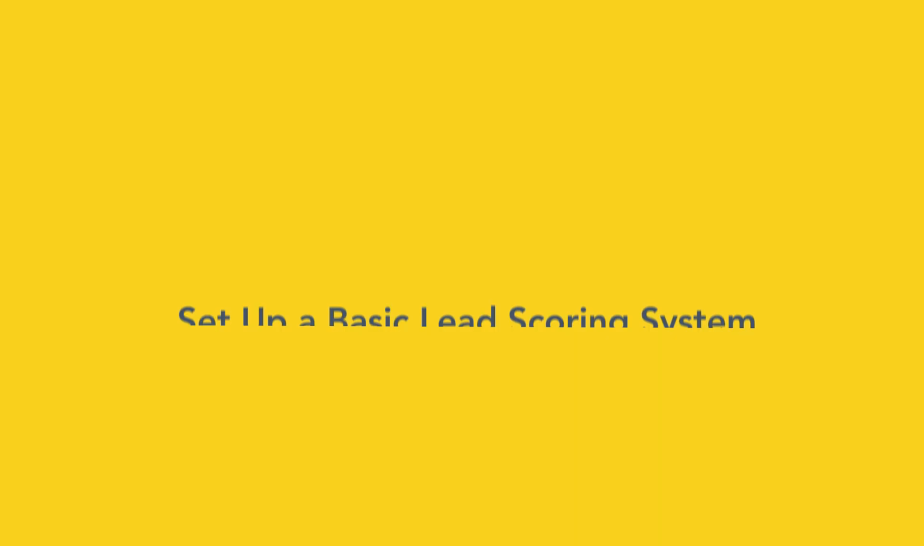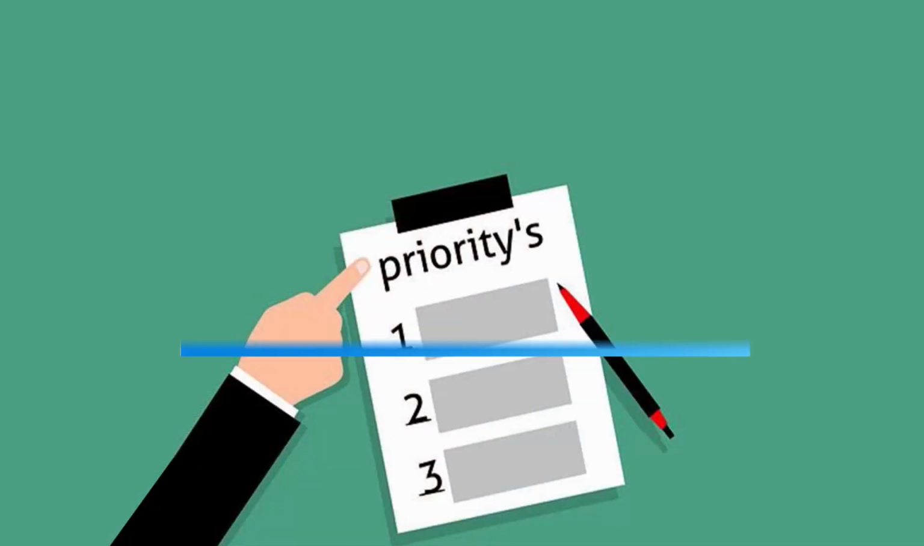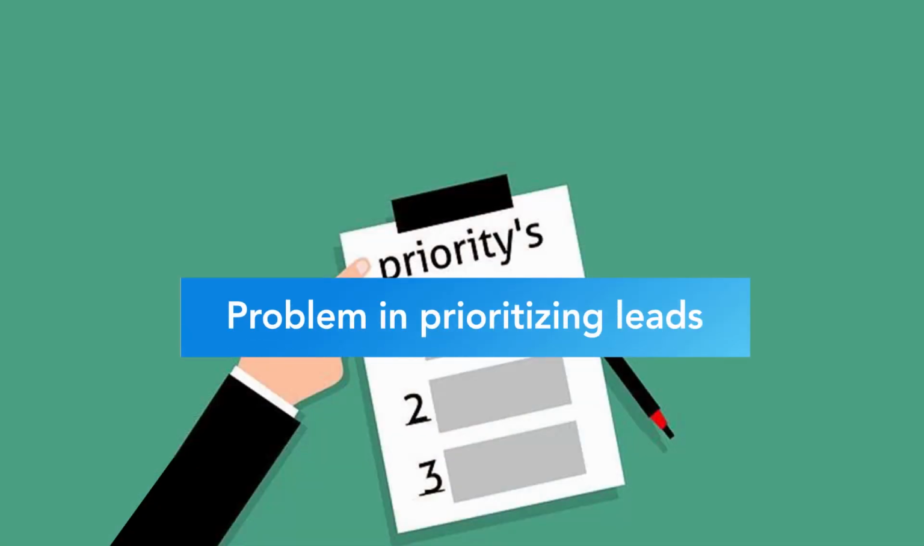Which has now paved a perfect segue for me to talk about the fifth tip, which is setting up a basic lead scoring system for your company, right? Because more often than not, a lot of sales reps or sales teams will come to me and say, hey, we have a problem prioritizing leads. Oh yeah, we got huge, tens of thousands of leads. Which one should we call first? Should we call someone alphabetically, by country, or by number?